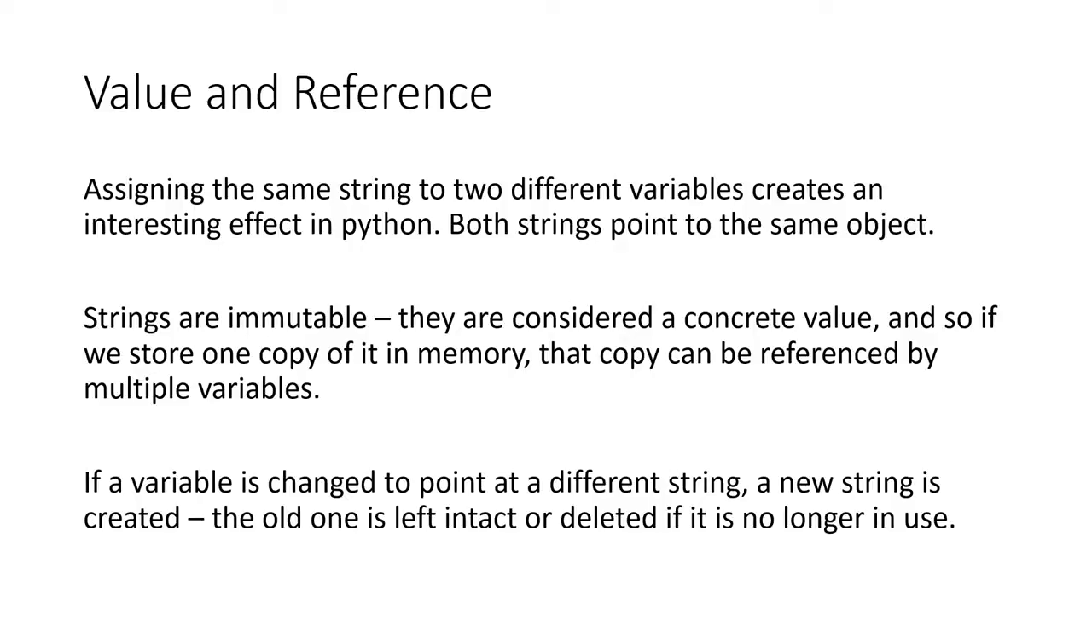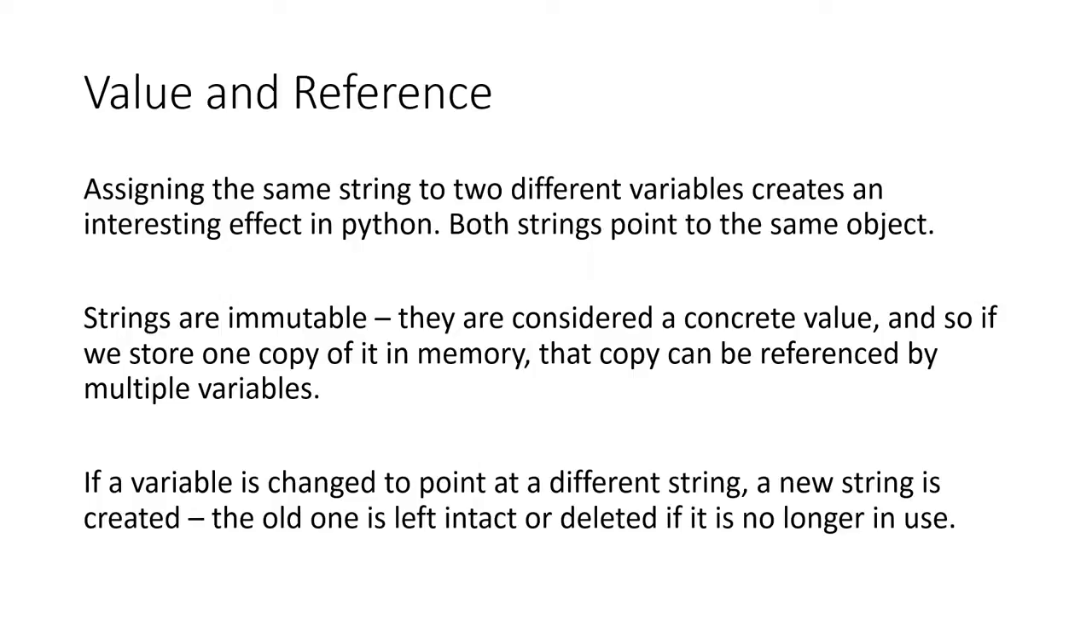And again, the way this works is by how the different types of collections are stored. Assigning the same string to two different variables creates an interesting effect in Python. Both strings point to the same object. All variables in Python work with the use of pointers. When we create a string and store it in the variable name, what we're actually doing is saying this word name, whenever it appears in our program, we want the computer to reference a specific location in memory.